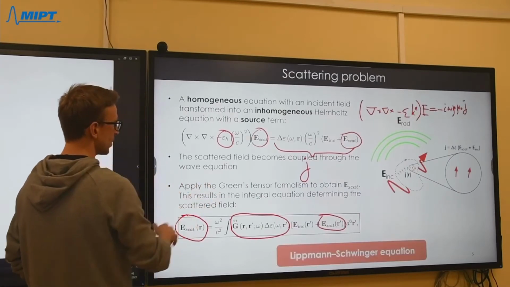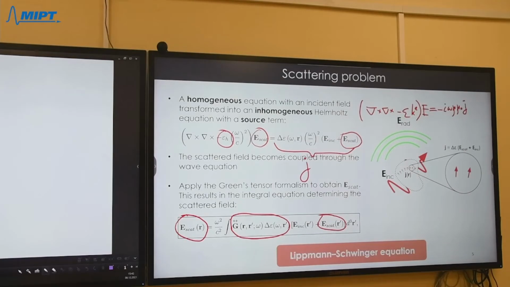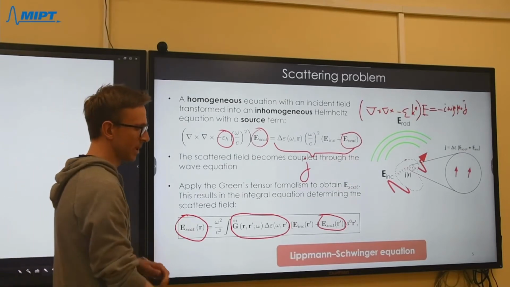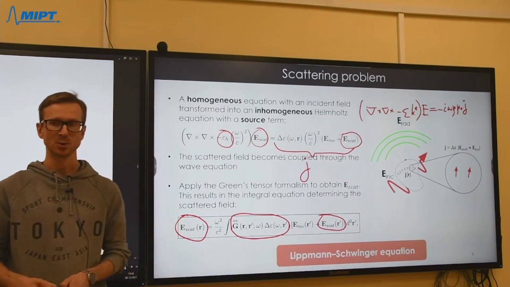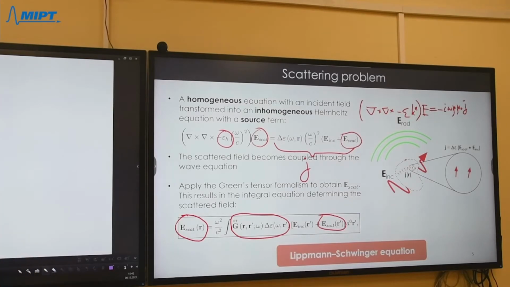And this equation is called the Lippmann-Schwinger equation. This is the central equation of the scattering theory for waves of any nature. This is completely universal, and it applies to electromagnetic waves, acoustic waves, water waves, quantum waves, elastic waves, pretty much anything.